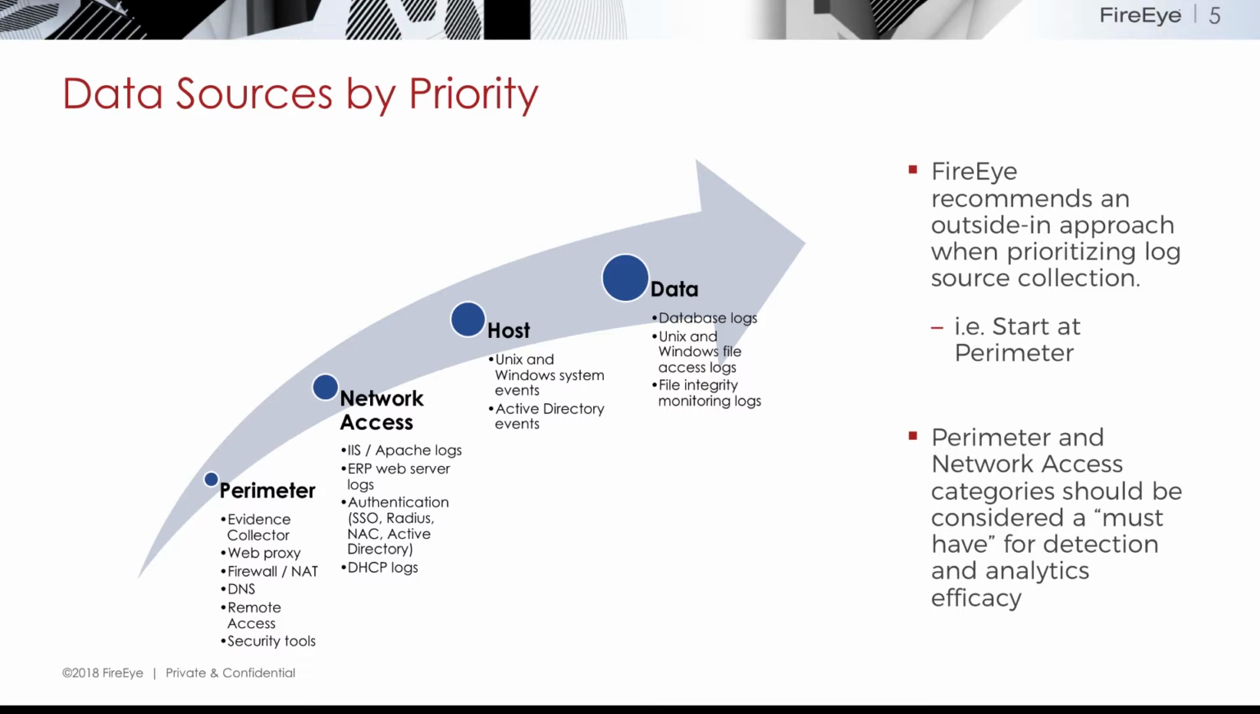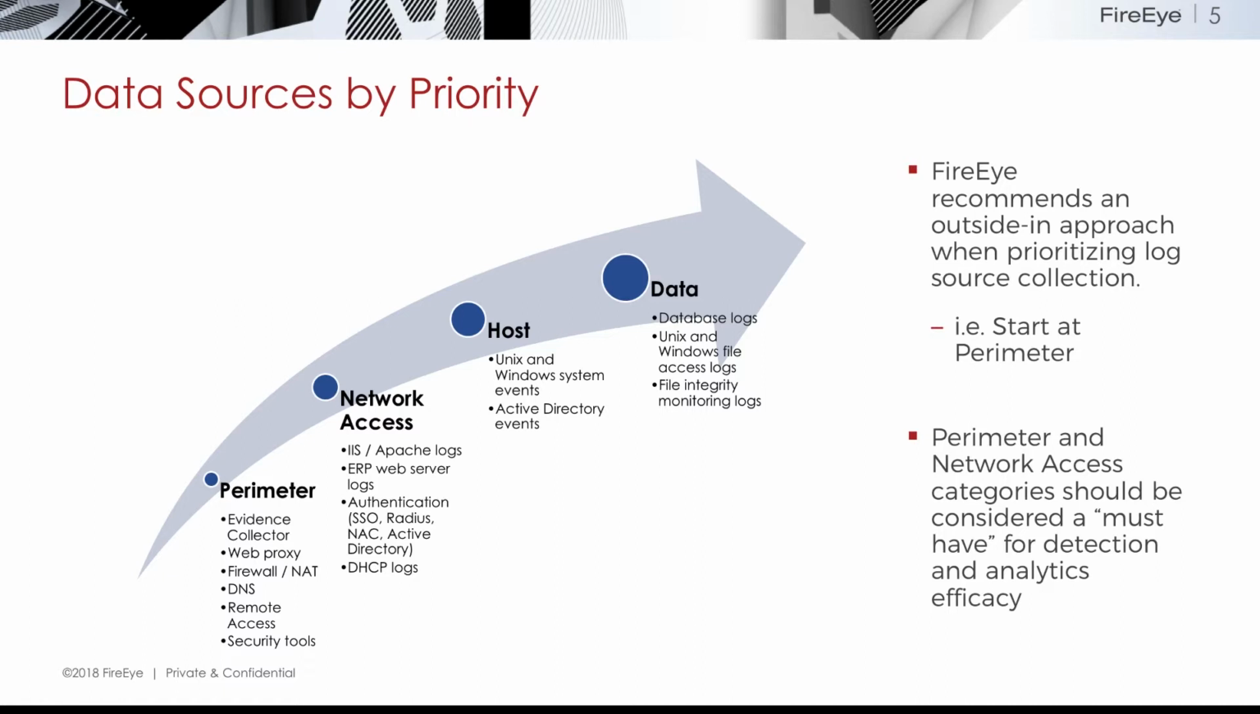Starting at the perimeter, evidence collector based metadata, web proxy, firewall, NAT, DNS, remote access, and security tools would be the first priority data sources that you would onboard into Helix. Next in prioritization would be network access, IIS and Apache log-based authentication logs, web server, remote access, SSO, NAC, Active Directory-based authentication logs, and DHCP logs would help satisfy this prioritization.